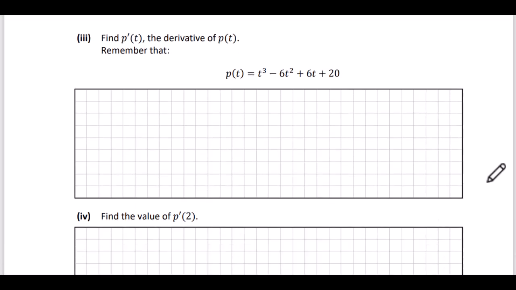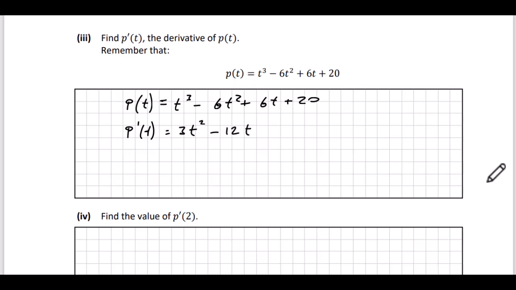So for part 3, find p prime t, the derivative of p of t. Remember that p of t is t cubed minus 6t squared plus 6t plus 20. So p prime t, the first derivative, is going to be, take the 3, bring it down, multiply by t, reduce the power by 1. Bring the 2 down, multiply by 6, you get 12, reduce the power by 1. Bring the 1 down, multiply by 6, reduce the power by 1, you'll get t to the power of 0, which is 1. So you just get a 1 there if you like.